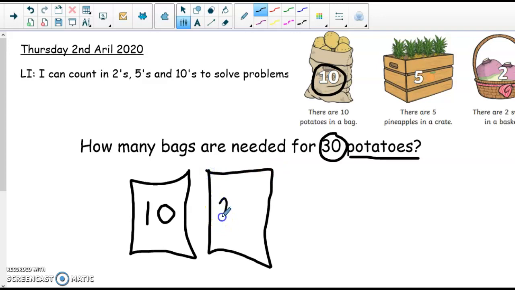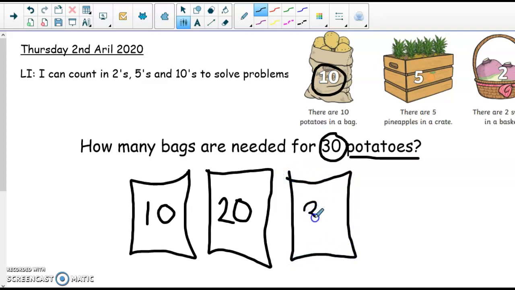So I need another 10, 20. What comes next? 30. Excellent. So how many bags have I got? I have 1, 2, 3. So I need 3 bags of 30 potatoes.